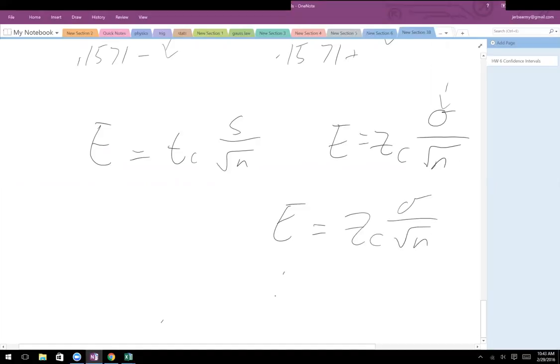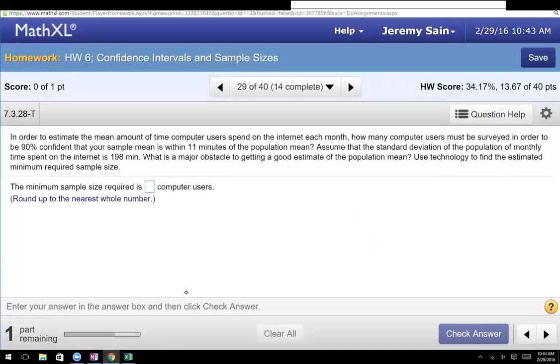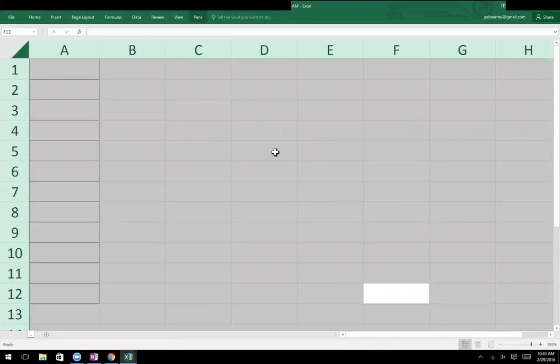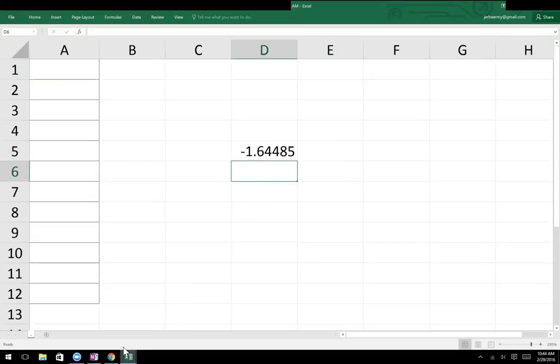All right, the error, we wanted 11 minutes. ZC, we wanted 90% confident. So how do I get ZC? Yeah, norm inverse. And what do I plug in? It was 90%, I think. 0.05? 0.5, 0, 1. So 1.65.